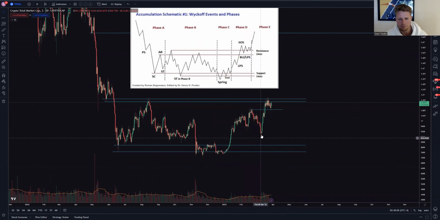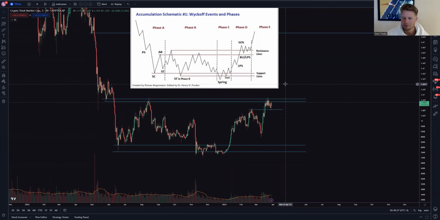And then we have the pullback to this area here, which is known as our last point of supply, right? So that's sort of a backup action, pullback, and then we get the push back up to the range high, right? So the key to look at here is that the breakout above the preliminary support is really the area that defines us moving into the markup.